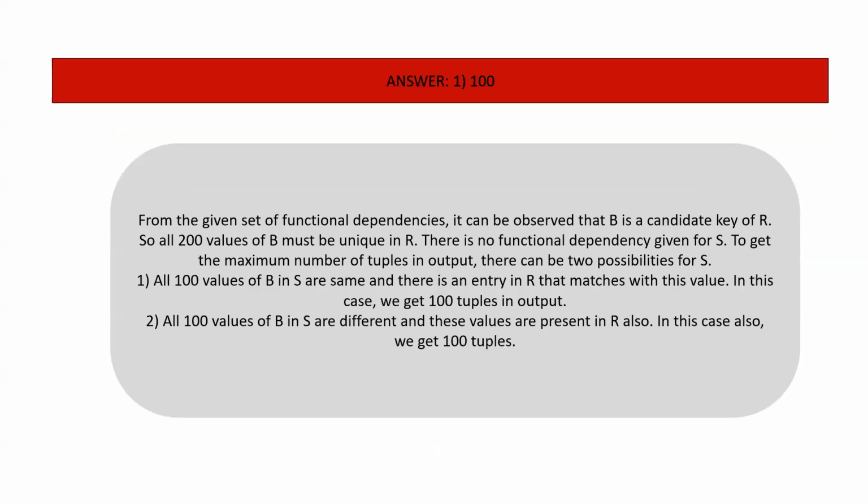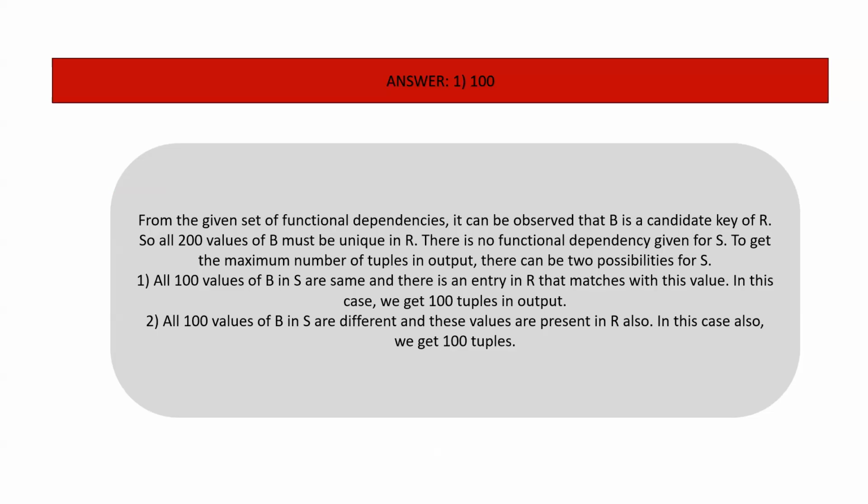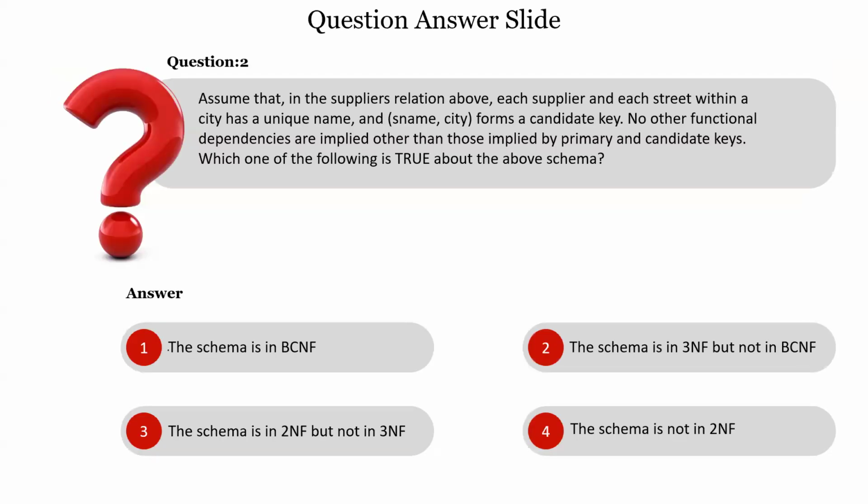So from the given set, we can observe that B is the candidate key of R. So all 200 values of B must be unique in R. There is no functional dependency given for S. So to get the maximum number of tuples in the output, there can be two possibilities for us. First one will be all 100 values of B in S are the same, or all 100 values of B in S are different.